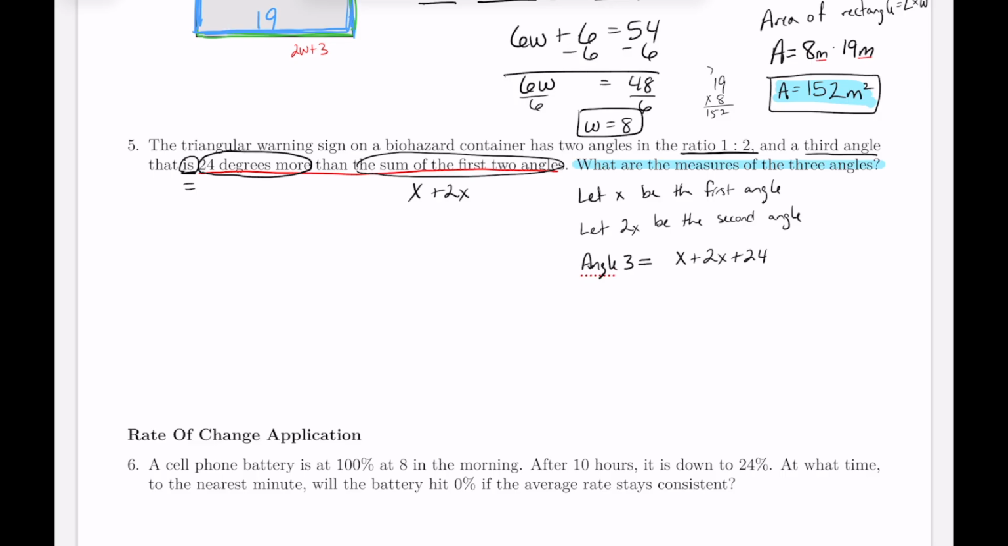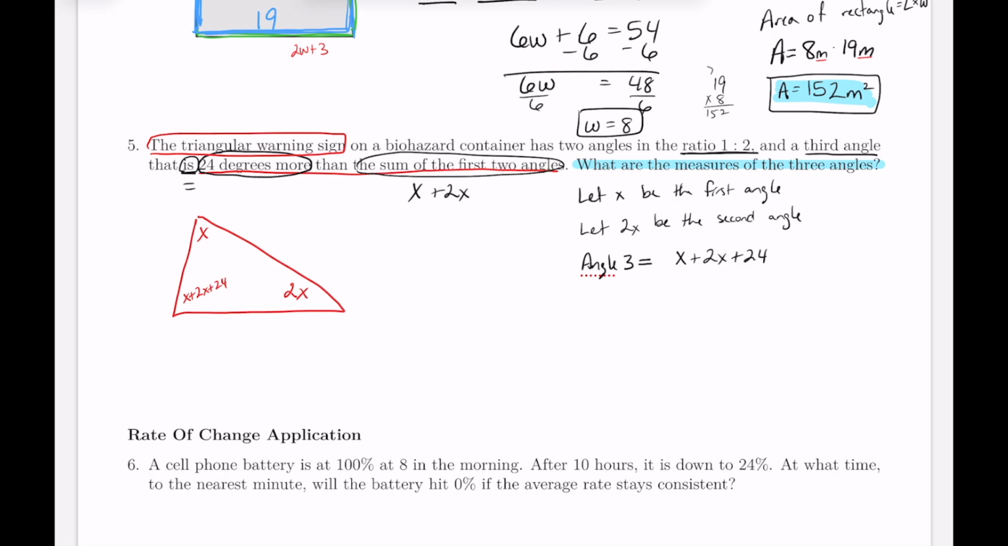Here's my problem, though, I have so much here. What am I solving? I know x is the first angle, 2x is the second angle, and x plus 2x plus 24 is the third angle, but the third angle of what? Oh, look back at the beginning. A triangular warning sign. Wait a minute, I better draw a triangle. Let's just put a random triangle up here. I could say that this is x, and this might be 2x, it's very much out of proportion. And then angle 3 would be x plus 2x plus 24.